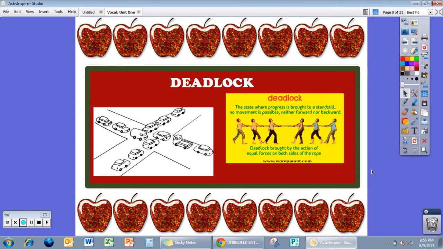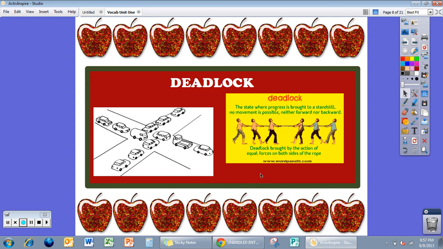All right, deadlock. Deadlock can be a noun or a verb. As a noun, it's a standstill, resulting because two equal forces are not giving in. And you can see here our standstill is our traffic jam, where those cars aren't able to go anywhere, nobody's giving in, and so we are at a standstill. Everybody is sitting still, not able to move.